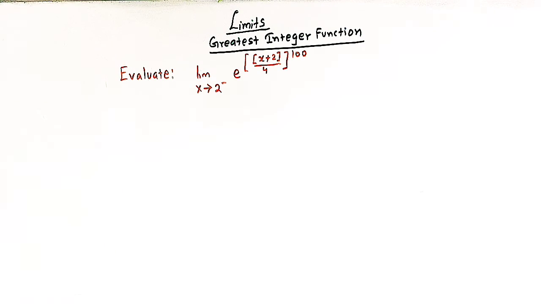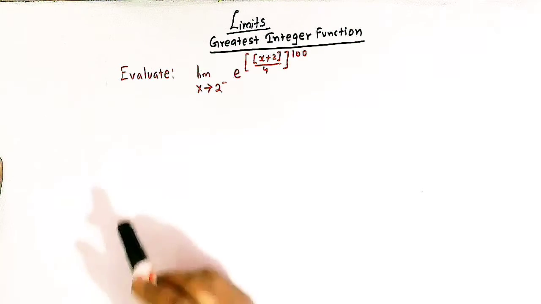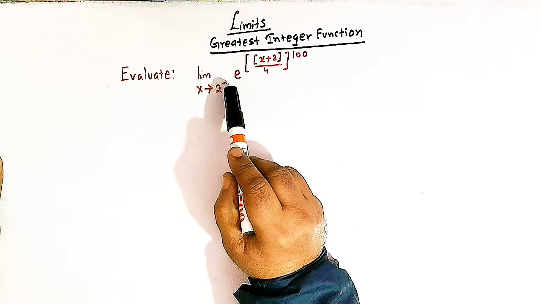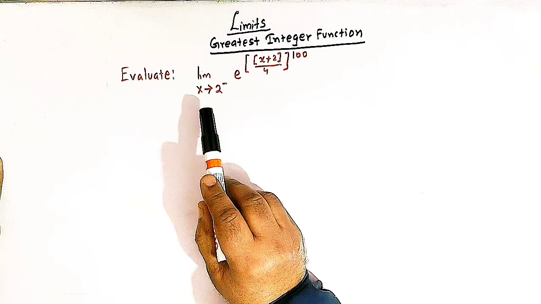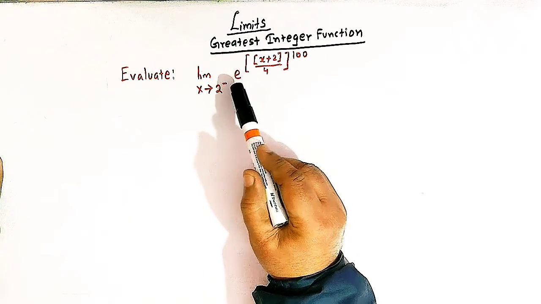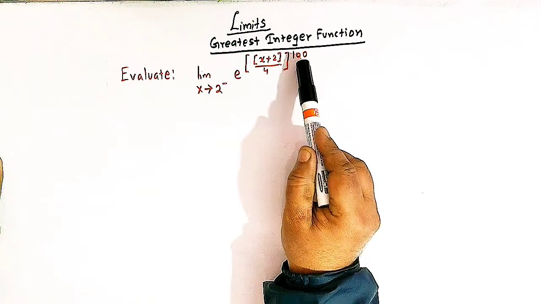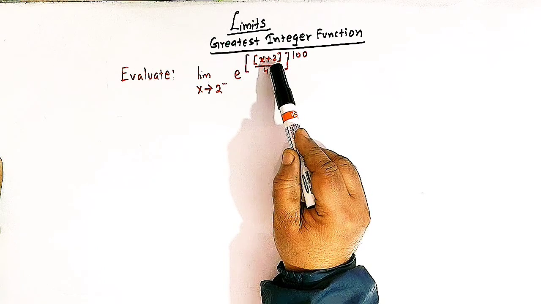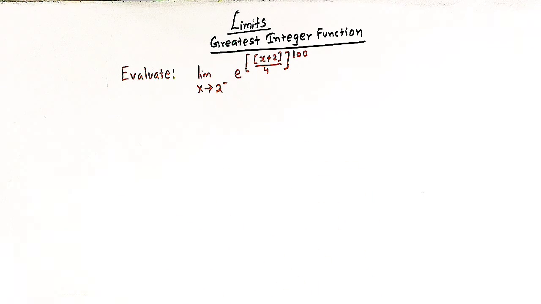Hello viewers, in today's session we are going to discuss yet another important and very conceptual problem from limits involving the greatest integer function. So here we have to evaluate this limit, that is limit x tends to 2 minus. Here the negative sign shows that we have to find the left hand limit of this function, which is e raised to 100th power of greatest integer of x plus 2 divided by 4.